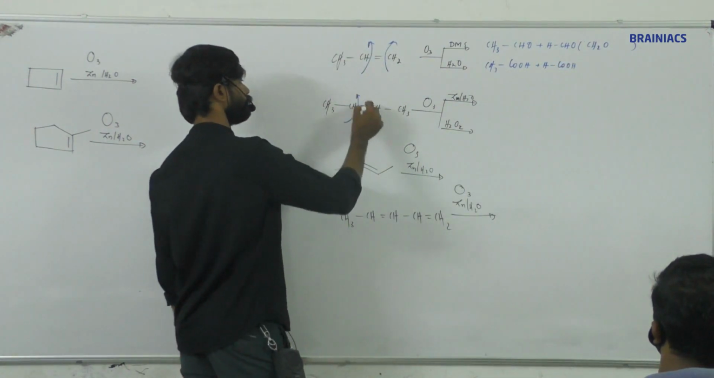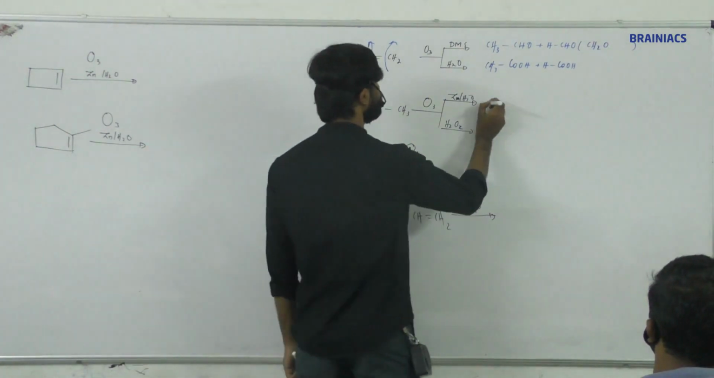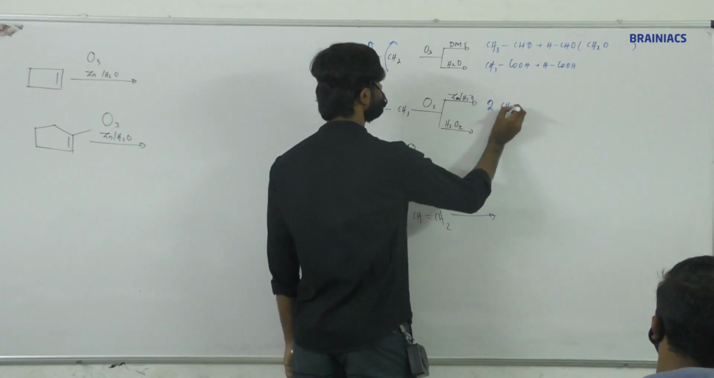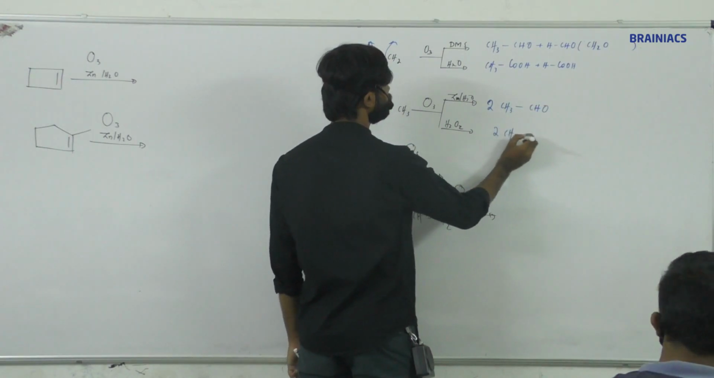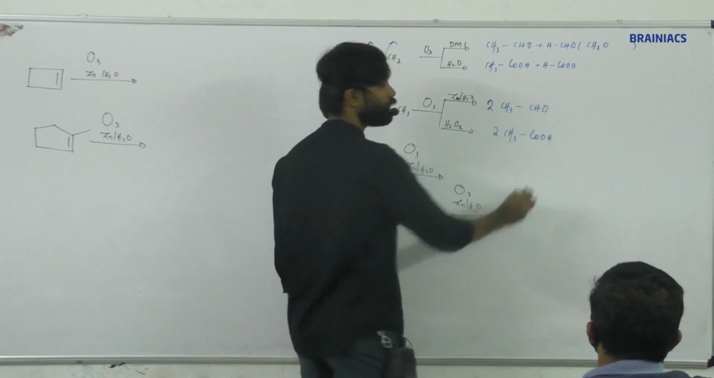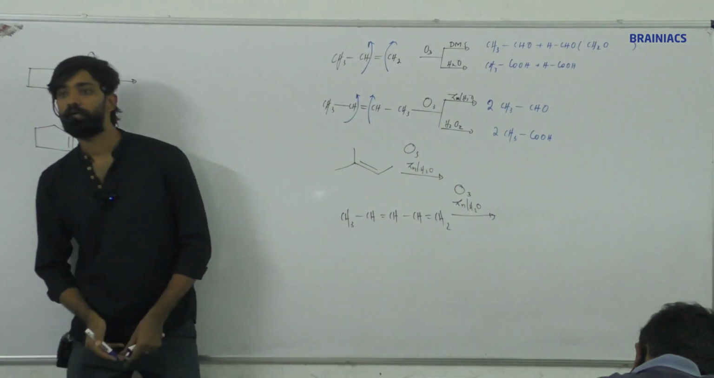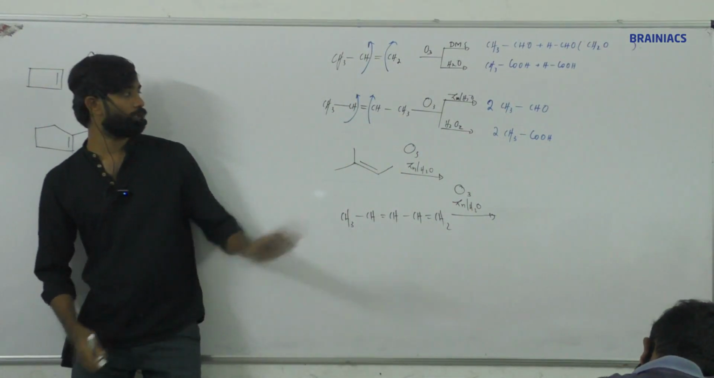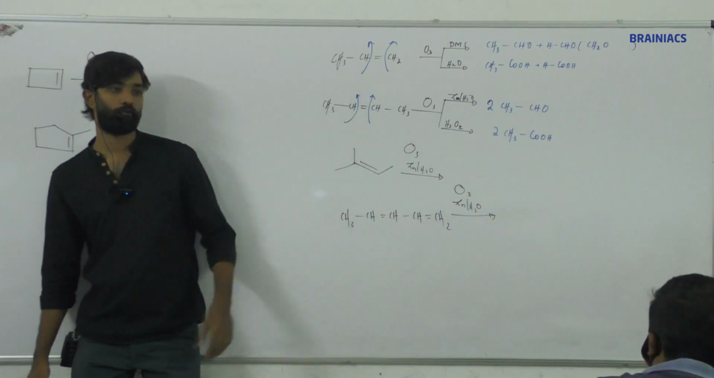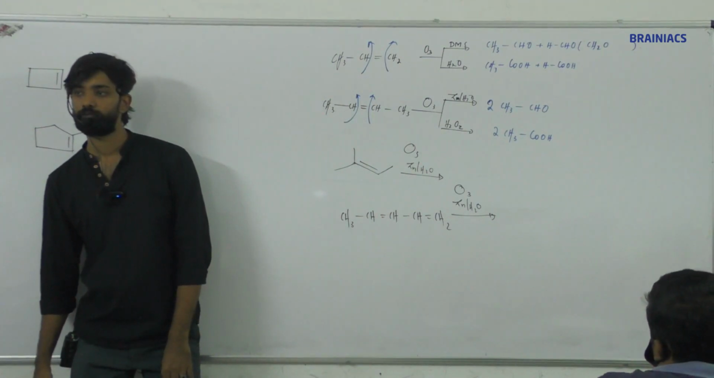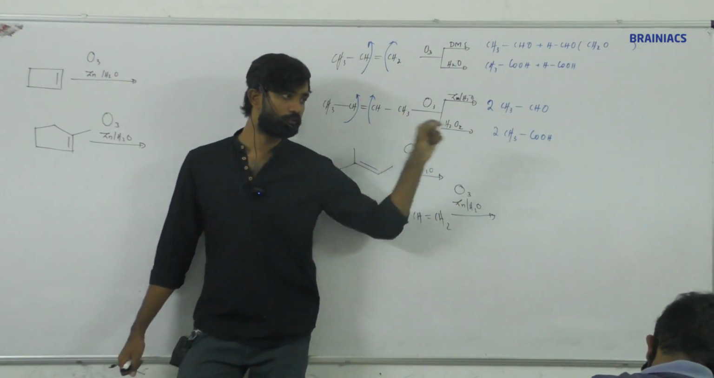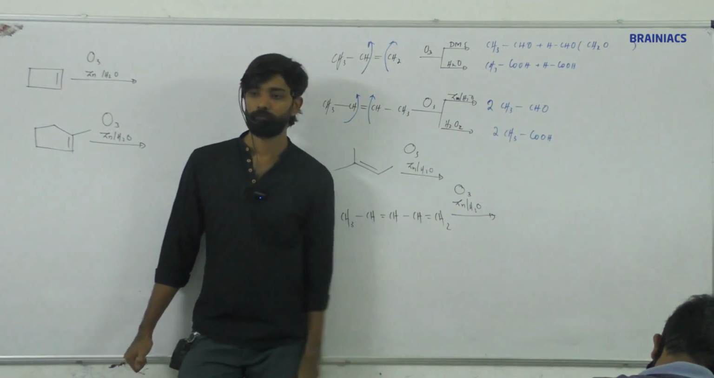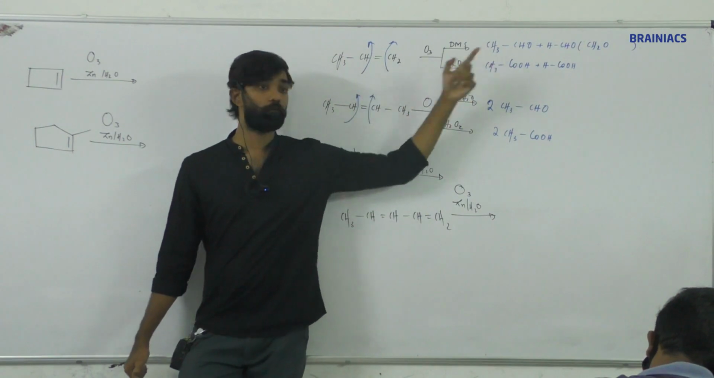The third one gives 2 molecules of CH3CHO. So one point is clear: if you are given a symmetric alkene, you obtain only one kind of product. The number is 2, but the nature of the product is only acetaldehyde. If it is an unsymmetric alkene, you obtain a mixture.